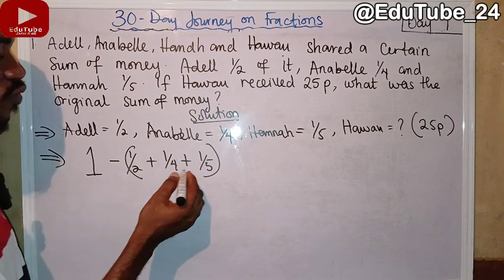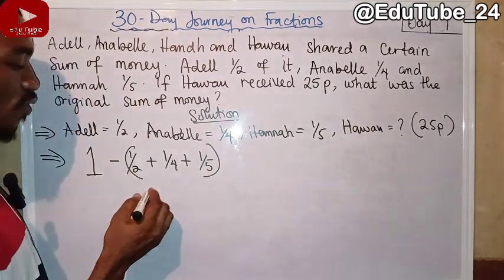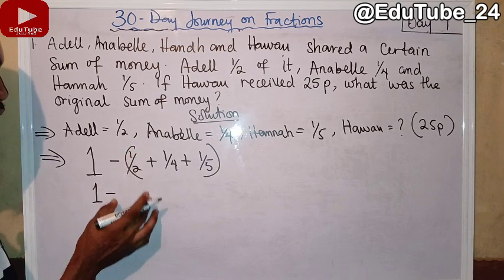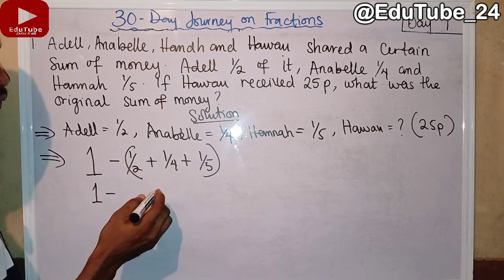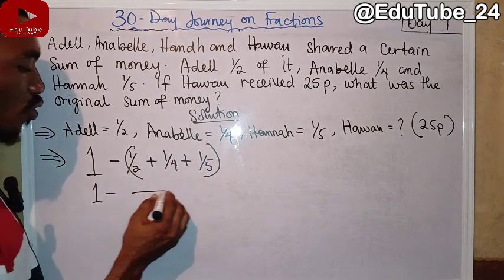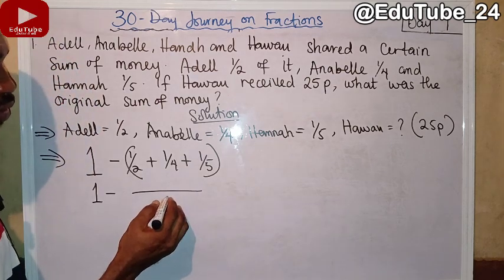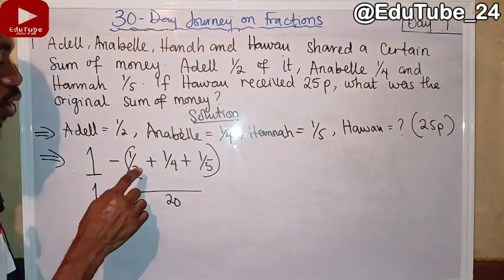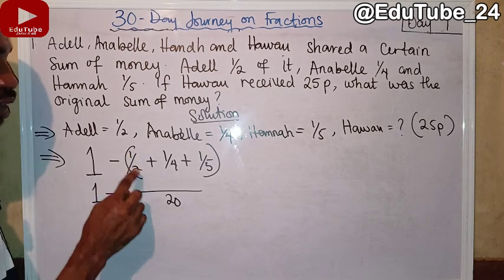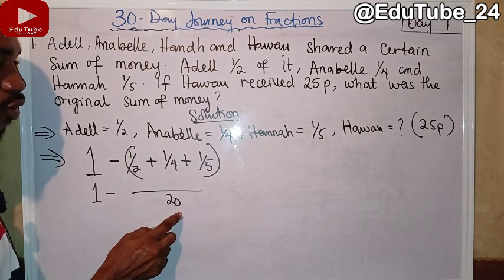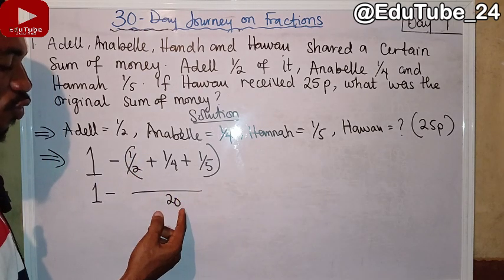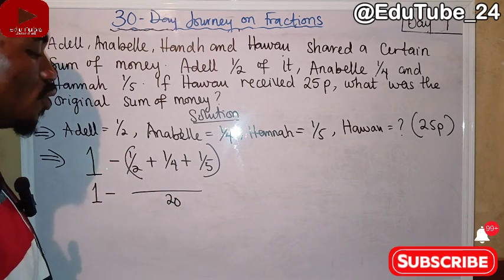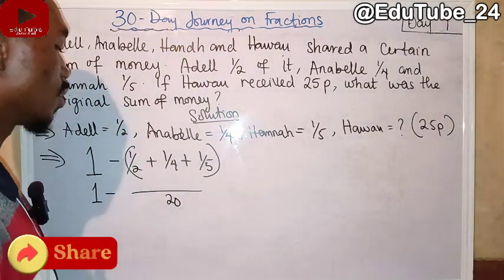Okay, so the LCM of 2, 4, and 5. I'm going to write 1 minus, I'll bring it down, the LCM of 2, 4, and 5, and that will give us 20. I'm going to rule a common denominator line and put 20 under there. Then I'm going to use the denominator of each of the fractions to divide our common denominator. Whatever result I get, I'm going to use it to multiply the numerator. That's how we've been doing it, and that's how I've been teaching you.